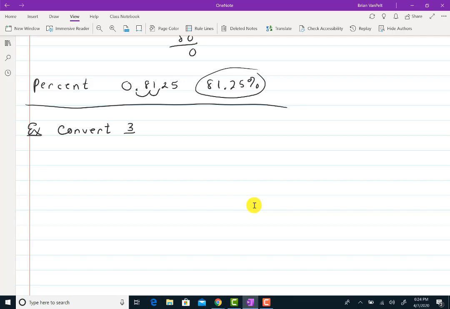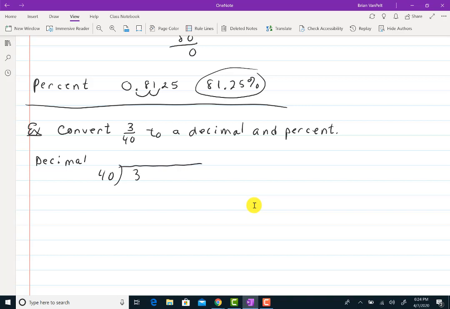Let's convert 3/40ths to a decimal and percent. Start with the decimal. We have 40 goes into 3.0. And notice 40 does not go into 30. 30 is too small of a number for it to go in even once. So I have to put a 0 there. Add a 0. 40 goes into 30, 7 times.